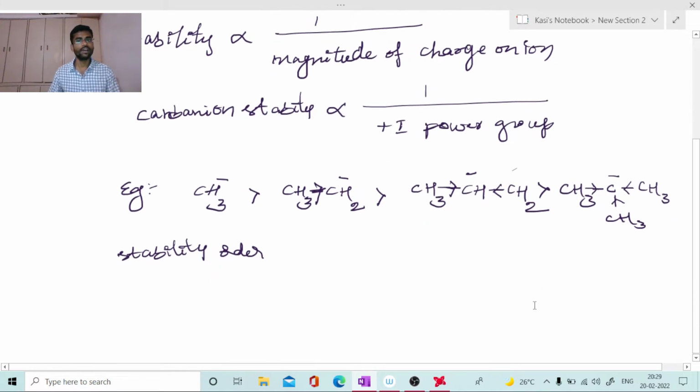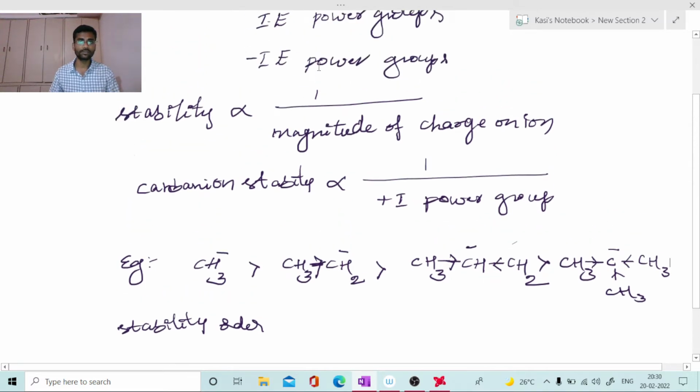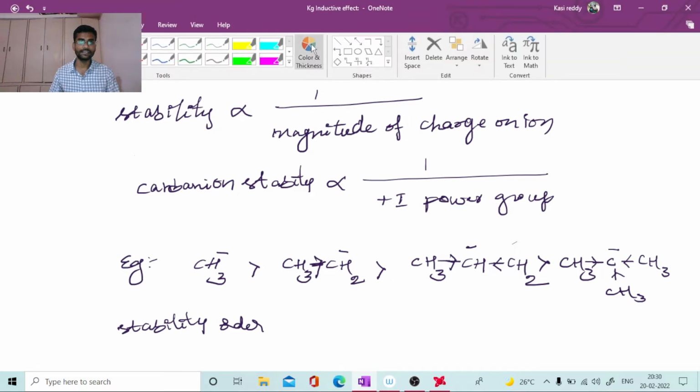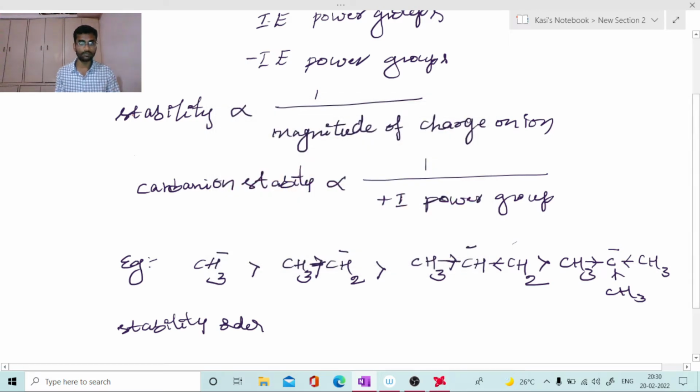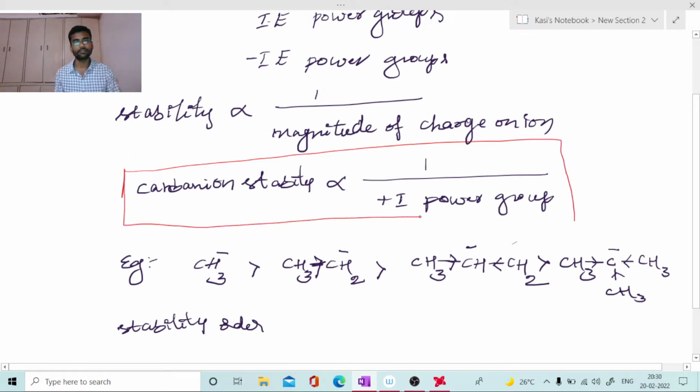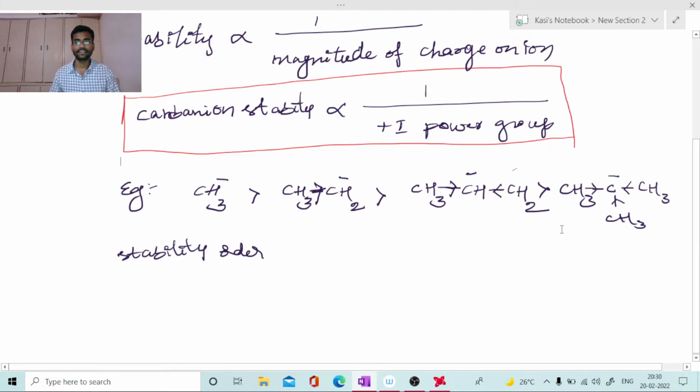So we can conclude that when the number of plus I groups is more, the stability decreases. You have to remember this point, it is most important. As we know earlier about the inductive effect, if the magnitude of charge is more, whether positive charge or negative charge, stability decreases. So in carbanion, stability decreases with more number of electron releasing groups.